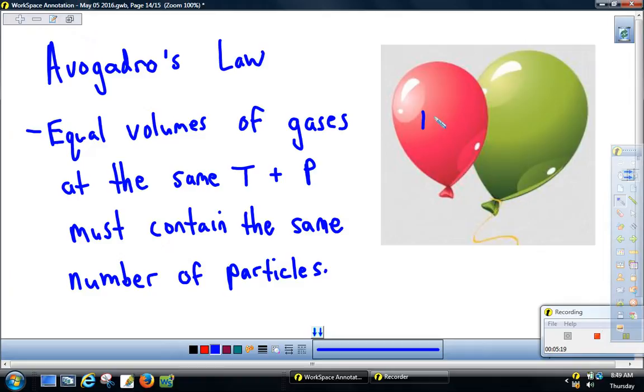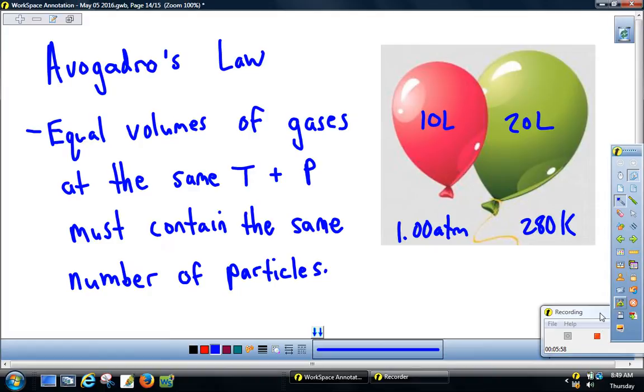So let's say this balloon is 10 liters in size and this balloon is 20 liters in size, and they're both at 1 atmosphere of pressure, and both at, let's say, 280 Kelvin. The only way they can be different sizes is if they have different amounts of particles inside. Because this one is twice as big as this one, we can conclude that the green balloon has twice as many moles of gas particles inside moving around, creating twice as many collisions as this balloon. So if an object is twice as big as another, if it's a flexible container like this, then it must have twice the number of particles. It's as simple as that. Alright, hope this helps. Have a nice day.